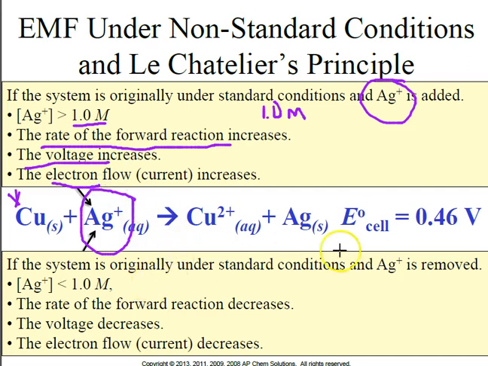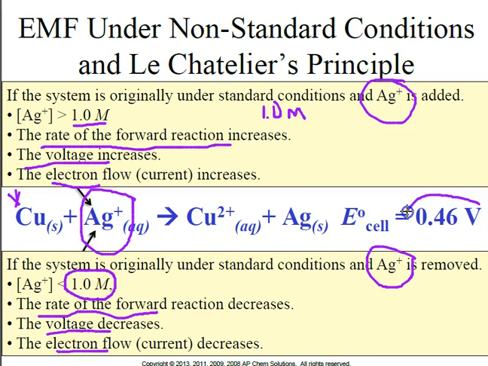The opposite is true. If you remove some silver ion, let's say you added some chloride in there, and silver and chloride make a precipitate, so they just fall to the bottom. Well, now your silver concentration is less than standard. So you don't have as many silver ions to come in and grab those electrons. So the force at which those electrons come in is going to slow down. The rate of the reaction is going to decrease, therefore the voltage will decrease, and the flow or the current will also decrease. So more reactants, greater force forward; less reactants, less force forward.